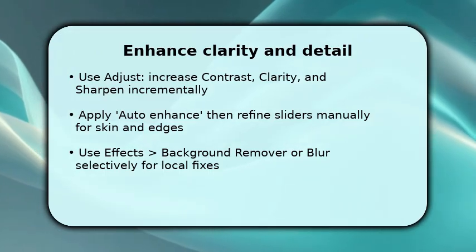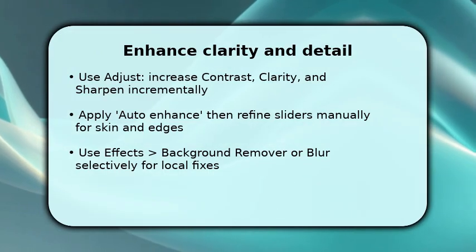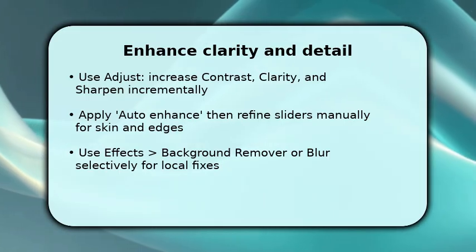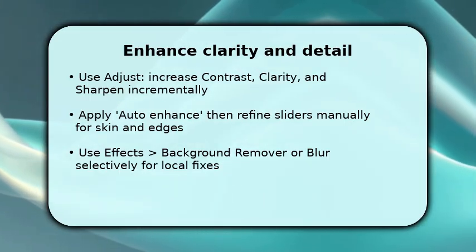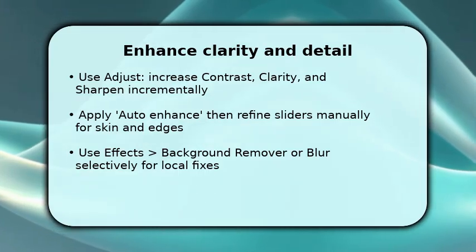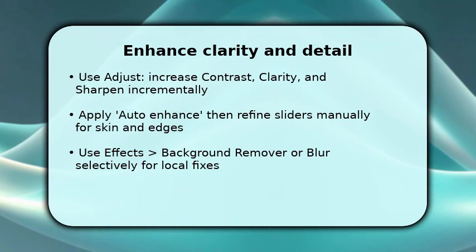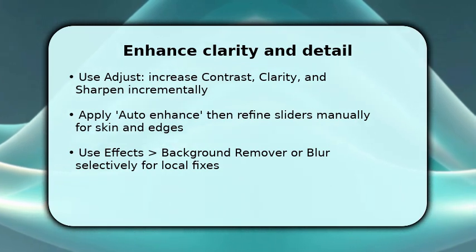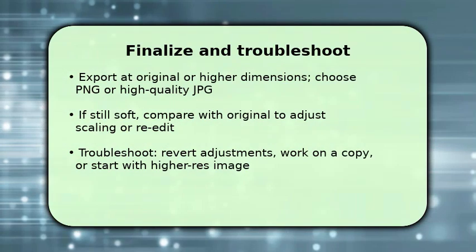Use selective masks or duplicate layers. Sharpen only subject areas while leaving backgrounds slightly softened. If needed, remove distracting backgrounds or apply targeted blur to reduce noise, because isolating the subject often makes it read sharper overall. Finish by exporting correctly.